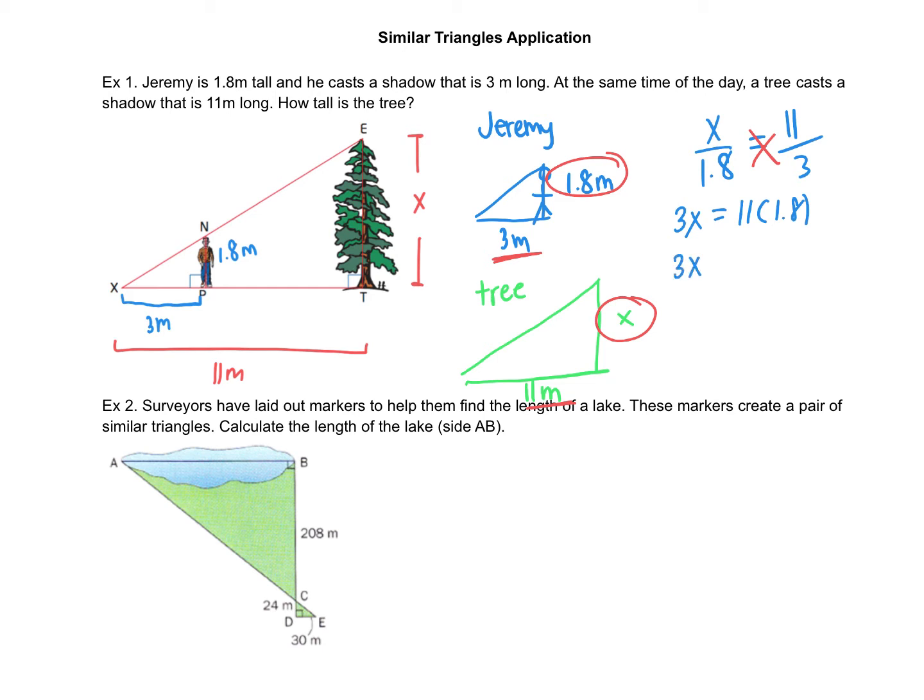So 3X equals, and 11 times 1.8 equals 19.8. And then we can divide both sides by 3. And when we do that, we get 6.6 for X. So that means the tree is 6.6 meters tall, and we could do a logic check here. We expected the tree to be bigger than Jeremy, and it is. So we write our therefore. Therefore, the tree is 6.6 meters tall. And there we have it, our first application.